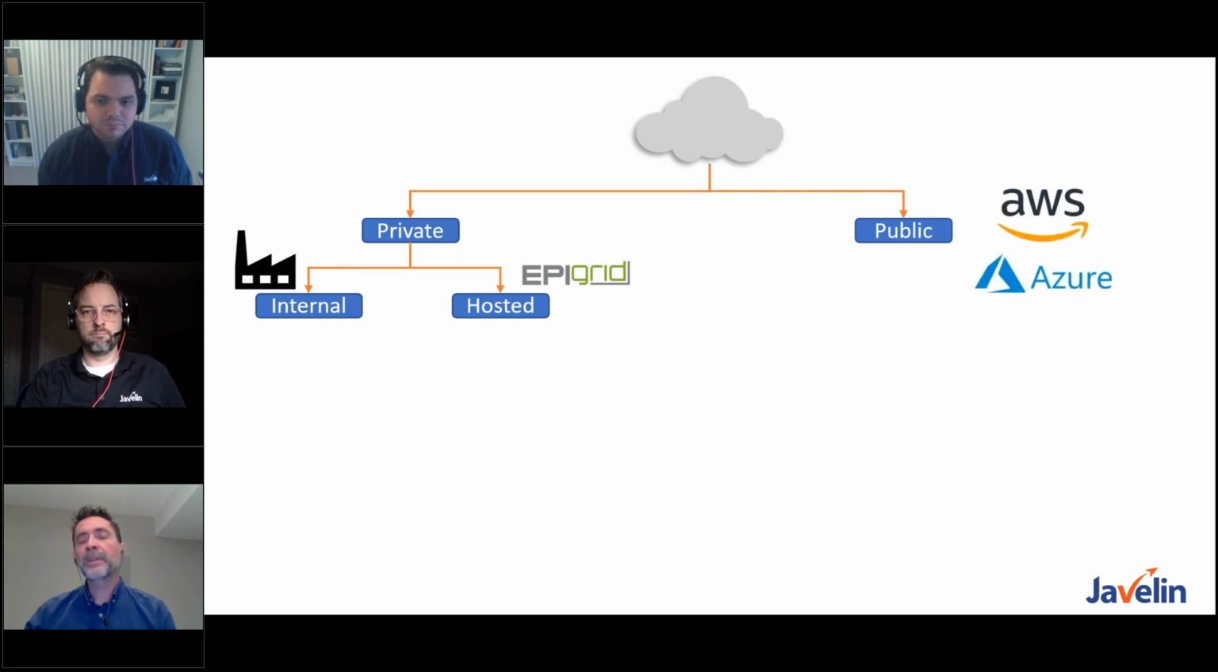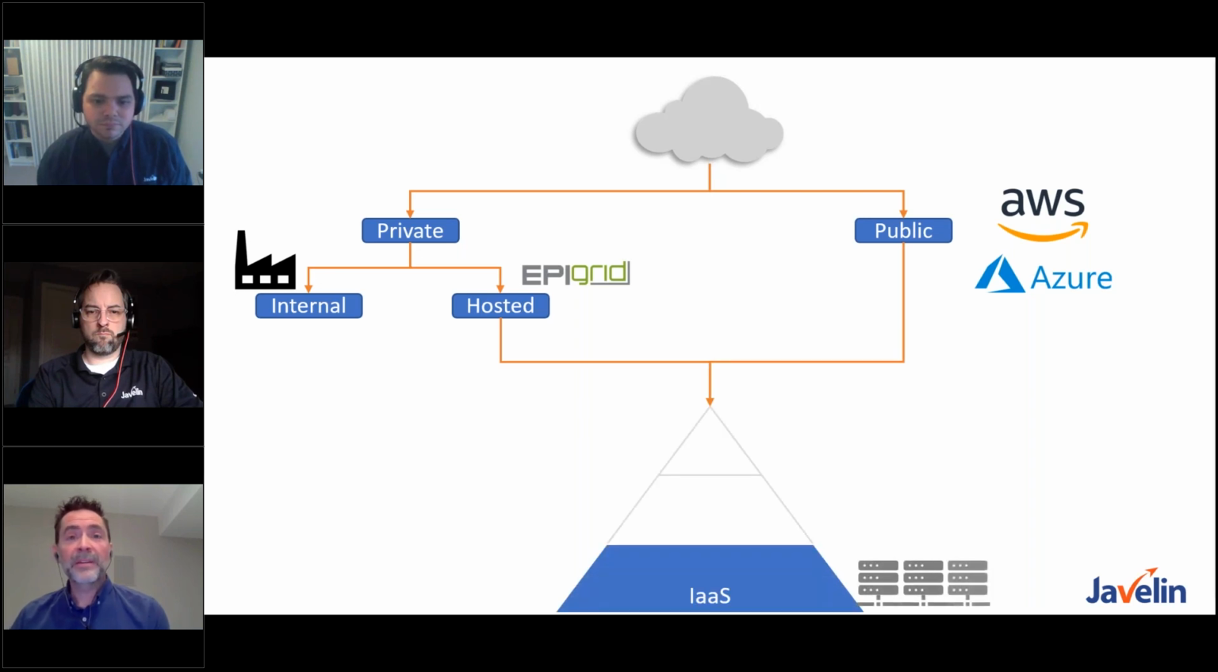If we move over to the public side of things, this is using a shared resource. So your virtual server may actually be sitting on the same hard drive as someone else's server. Some familiar names in the industry are things like AWS and Azure. So if we dig deeper into these, both the hosted and the public side of things, we're going to get Andrew and Ryan to actually jump in here and start talking about how these companies provide these types of services.